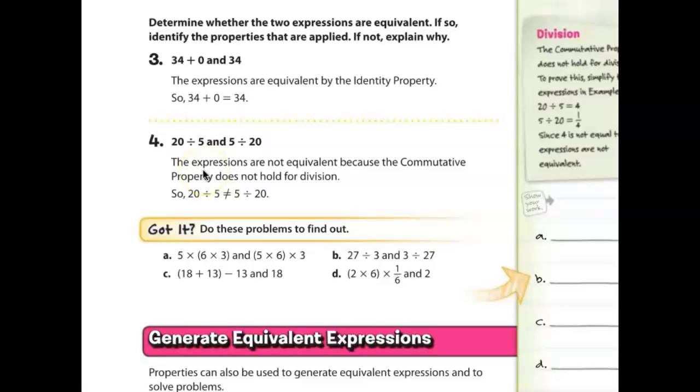All right. If this was multiplication, this would be the commutative property, but that doesn't work for division.